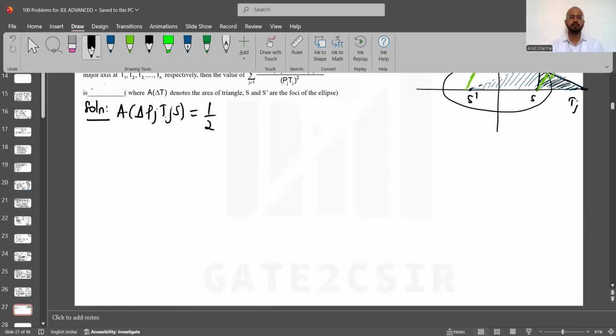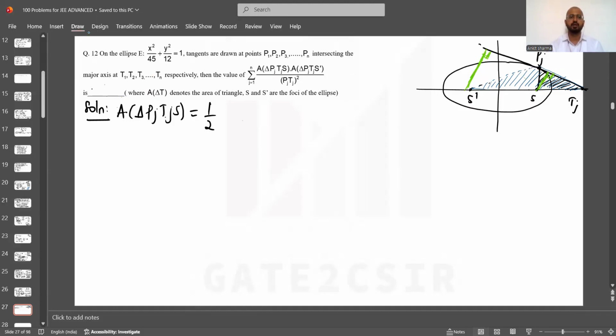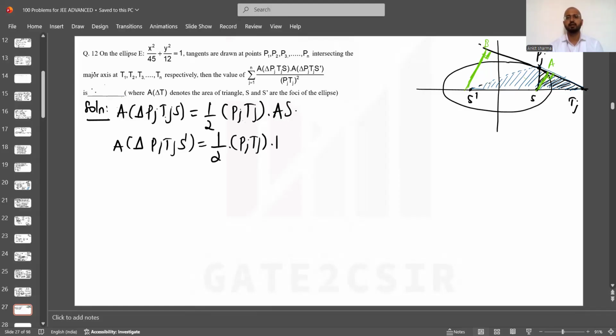I'll call it something better. Say this perpendicular, I will name it. So let's say A, and say this is my B, because this is acting as the height. So if I consider the first one, P_j T_j S, base is P_j T_j. Base will be P_j into T_j, and height is AS. And area of triangle P_j T_j S dash will be again half into base, which is still the same, so that's P_j into T_j, and height is BS dash.